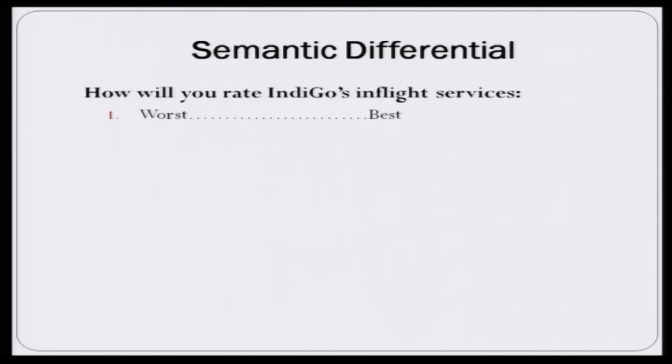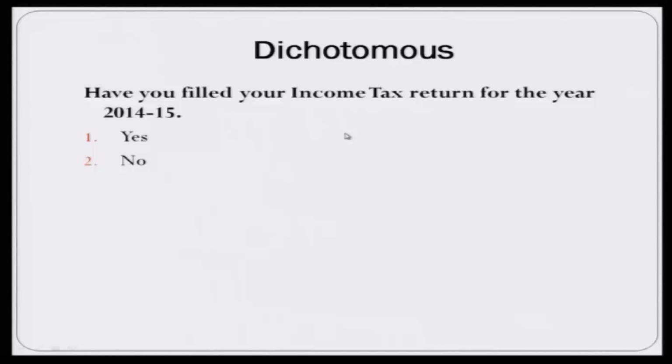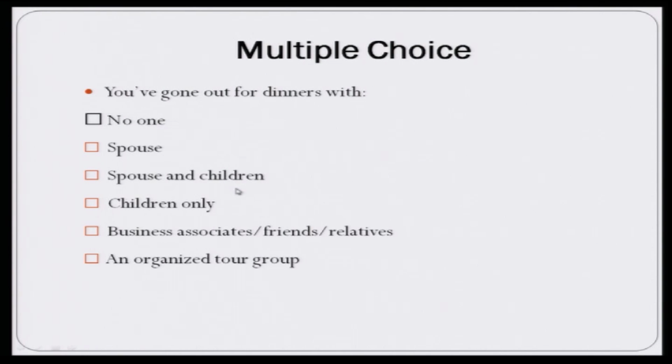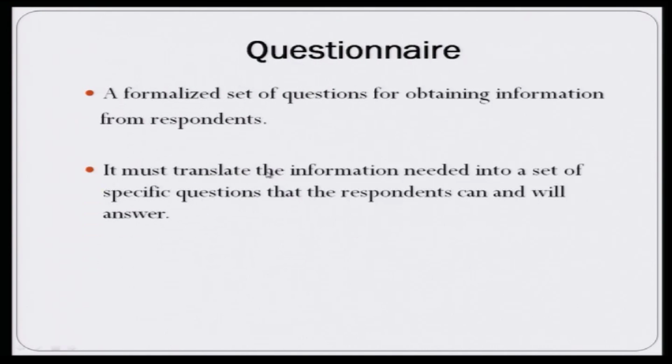Then I talked about the semantic differential scale, where you have a property being measured on the opposite ends of the wordings. Then I also talked about the dichotomous type of scale, where you have only 2 responses, like this: have you filled your ITR for the year 2014-15? Your answer can be either yes or no. Then multiple choice, where you have more than one option to select.